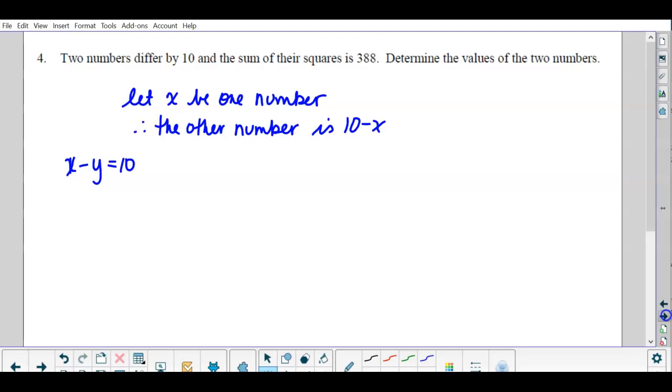Sum of their squares means equals. So x squared plus 10 minus x squared, that's the sum, means add, squares is 388. Which is different from maybe the sum of their squares is a maximum. And so we would actually say equals m, maybe, for maximum, and then find the vertex. Okay, so expand that out, collect like terms, and solve it.